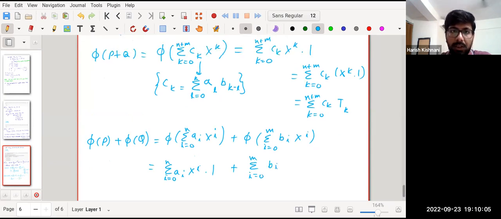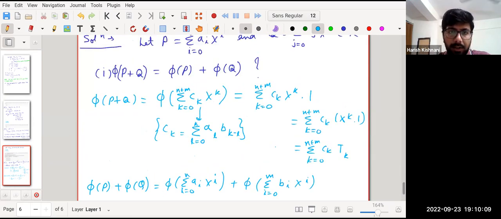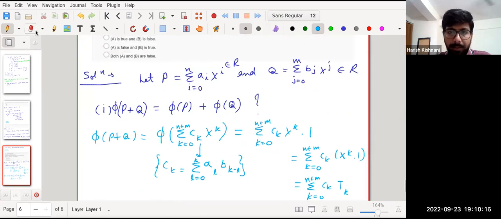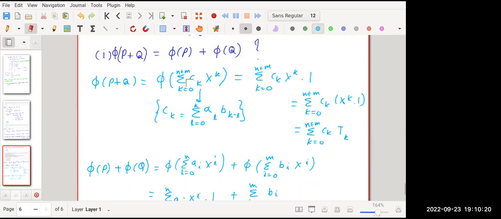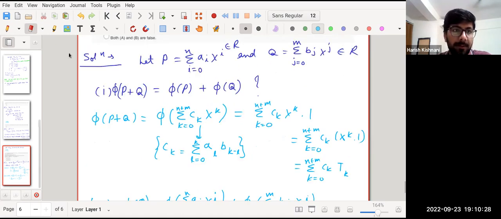So we have made a silly mistake here. This is not multiplication, this is addition. Shalini, you also did not tell me. Sorry, sir. Okay. So we need to assume that something is bigger and something is smaller. So without loss of generality, let n be greater than m.